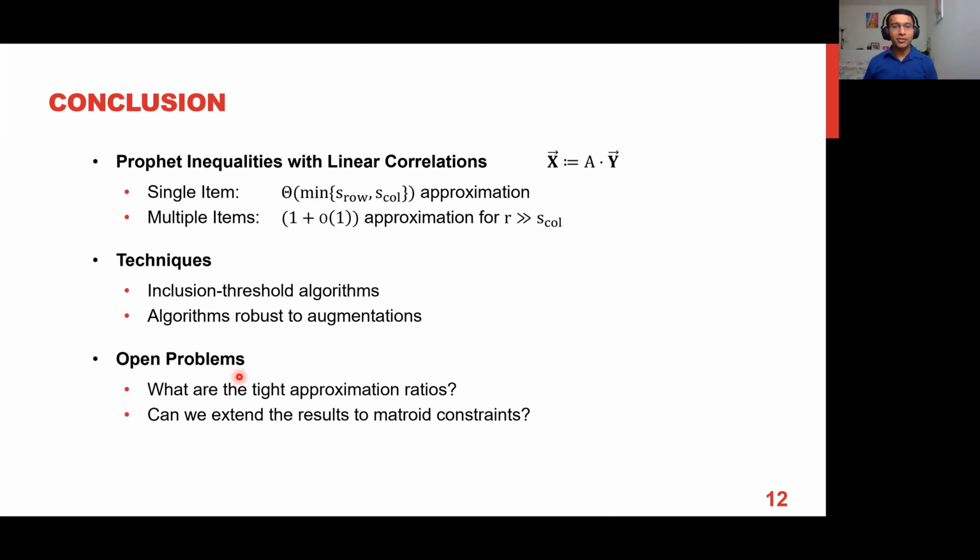One of the open questions is to get tight approximation ratios. We are not fully tight in terms of the exact constants. And the other thing is, can we extend this to matroid constraints? Thank you.